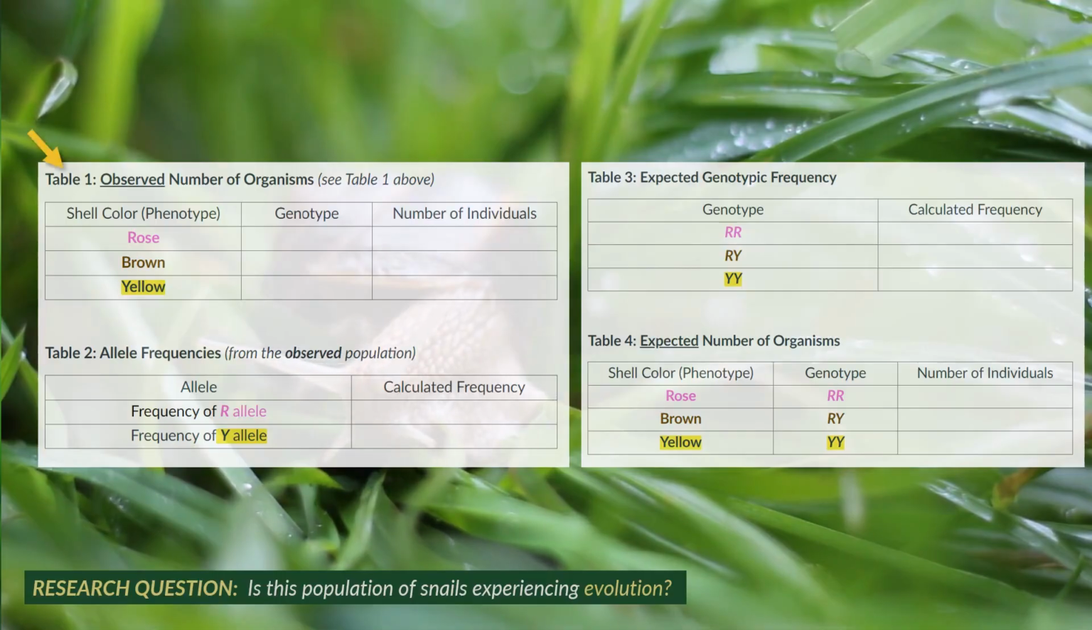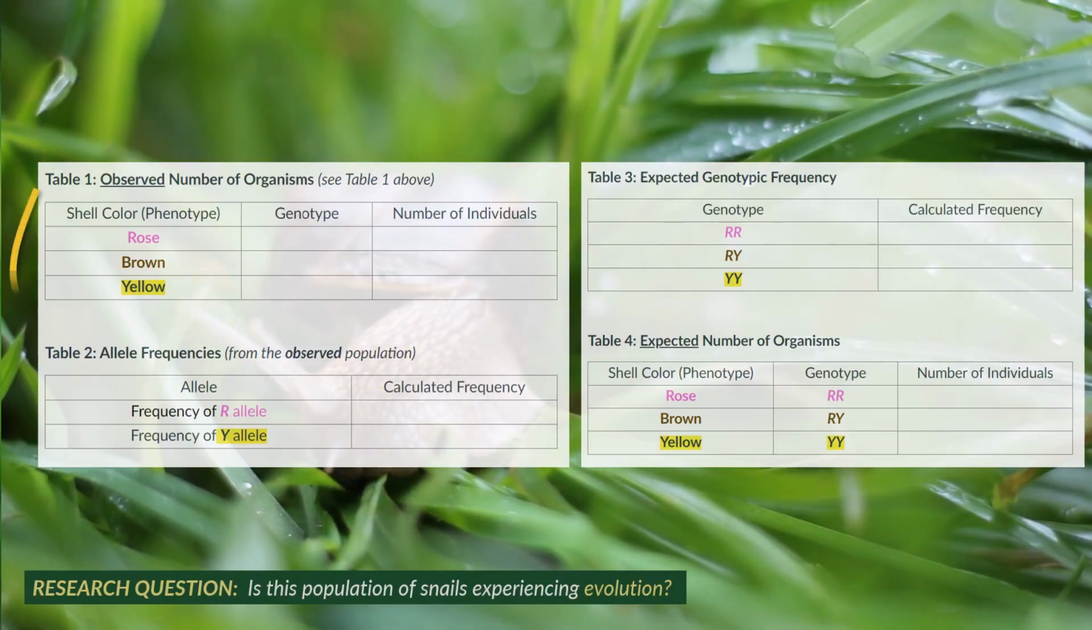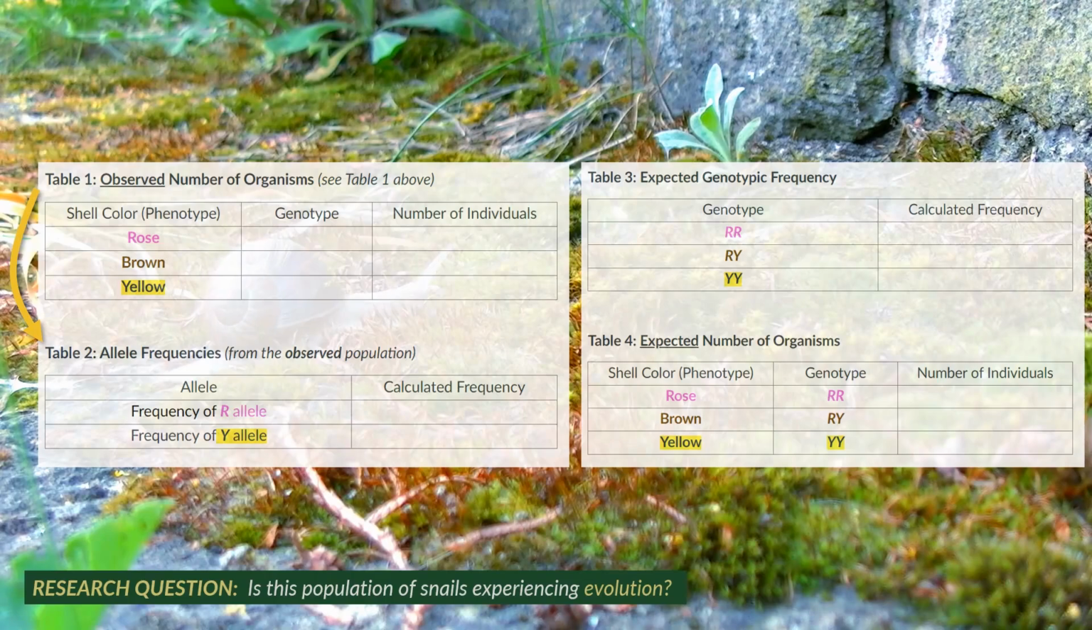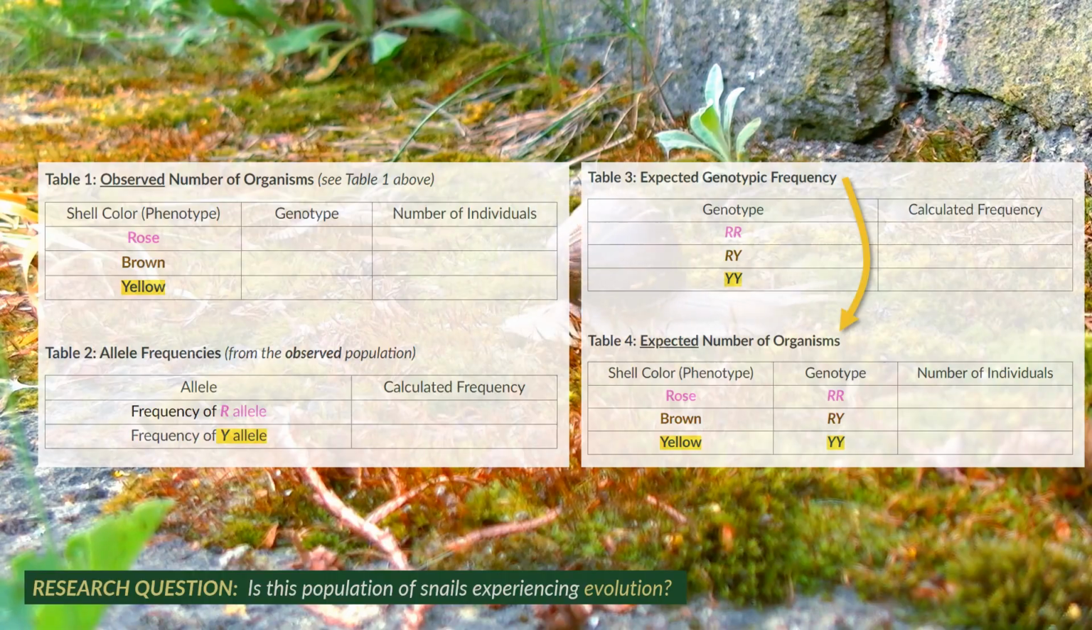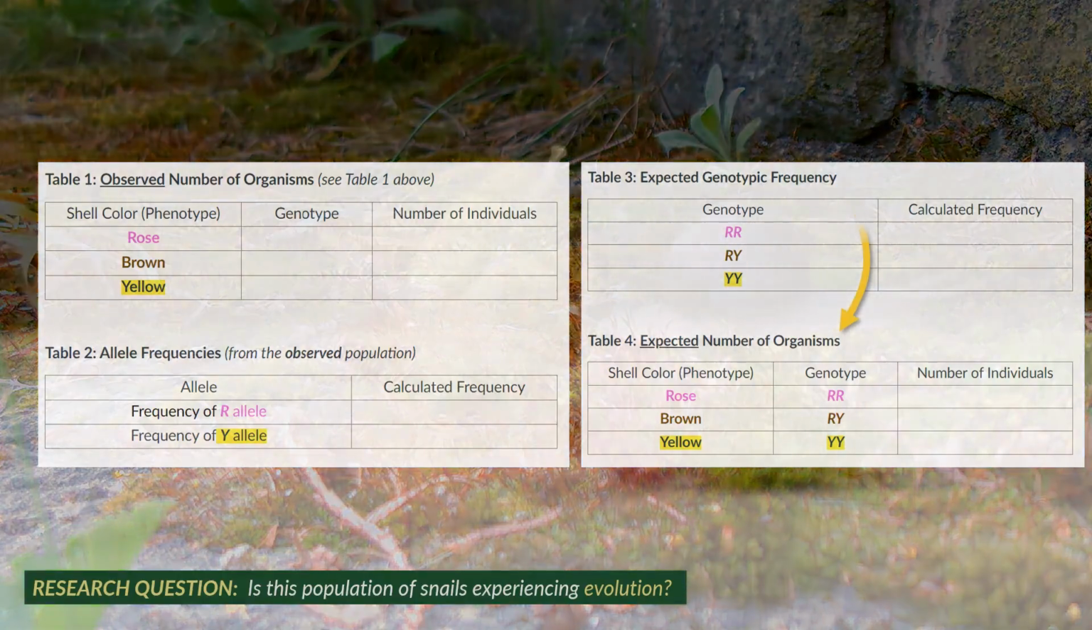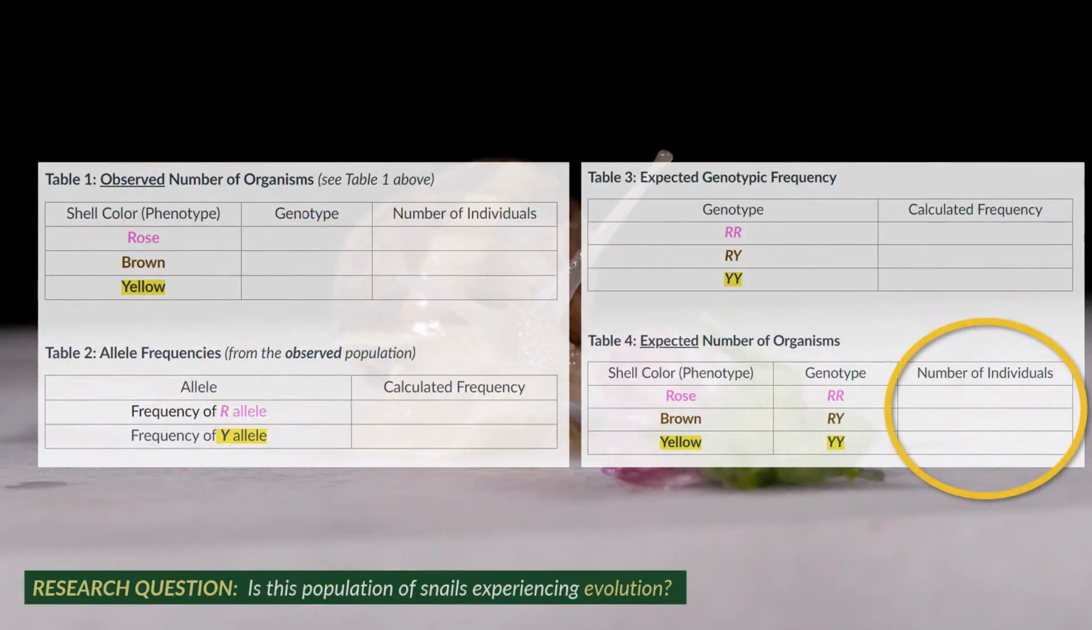We were given the observed number of organisms, and you can use those numbers in the Hardy-Weinberg equations to calculate your allele frequencies. And then you can use those allele frequencies to calculate your expected genotypic frequencies. And then you can use that information to finally calculate your expected number of organisms. And then that final step will be to compare those expected numbers of organisms, if the population was at equilibrium, against your observed number of organisms to see if they are statistically significantly different or not.